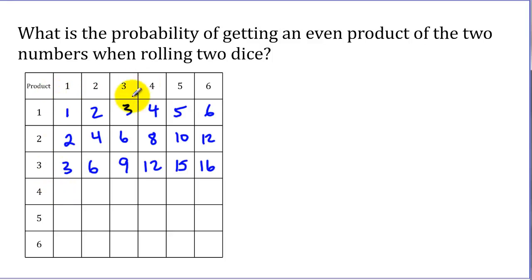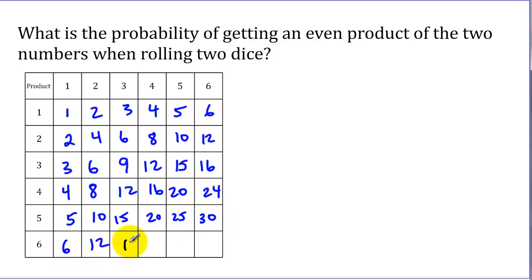Here we're multiplying those numbers by 4. Now we're going to multiply by 5. And multiply by 6. So again, we have 36 possible outcomes.